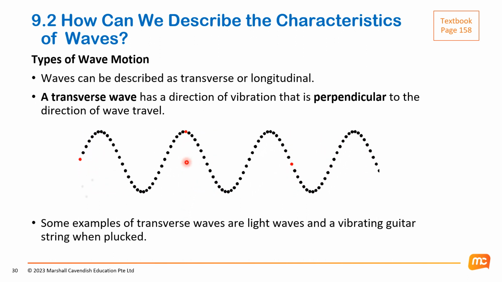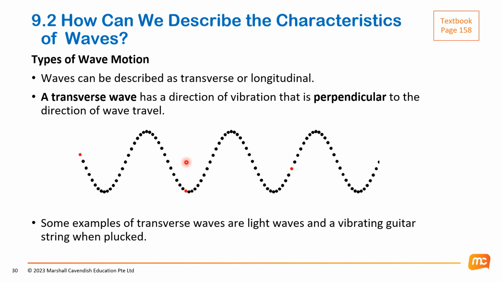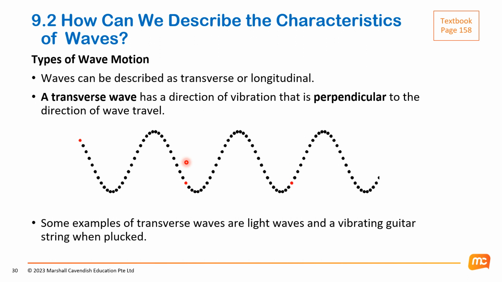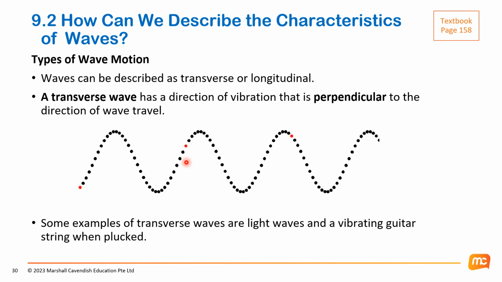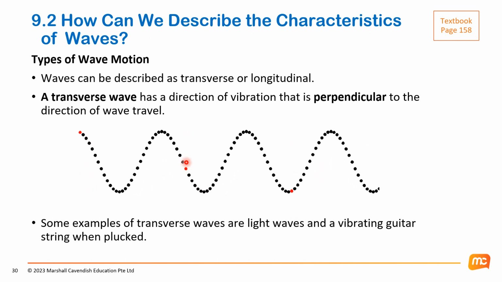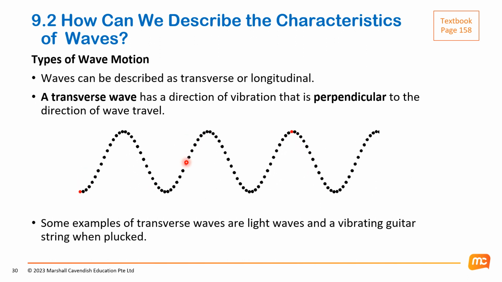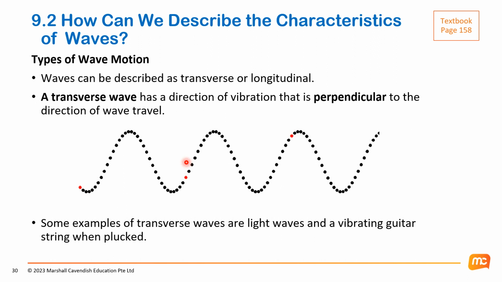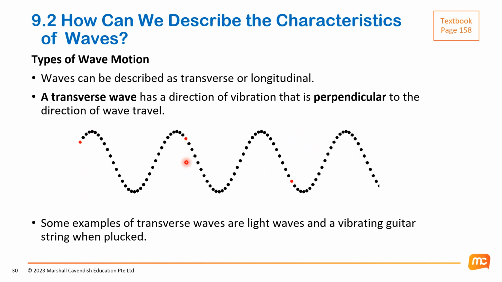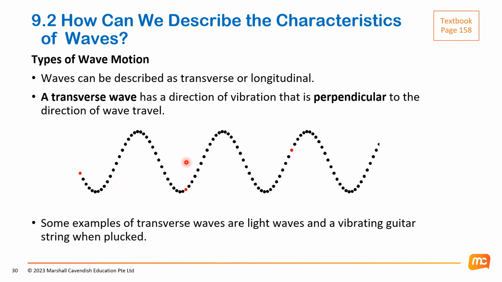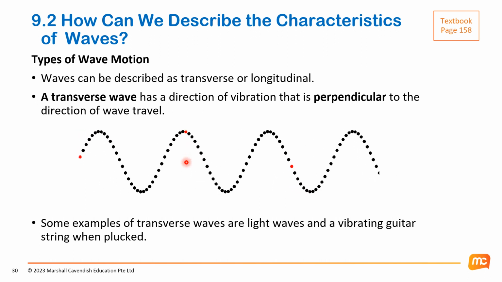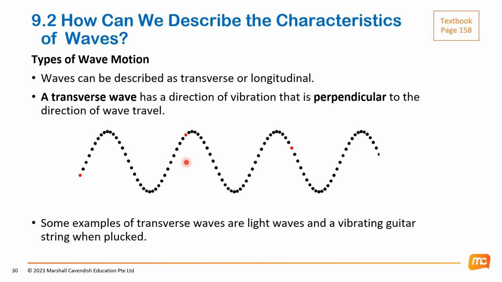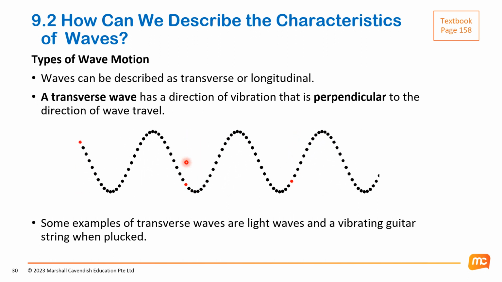I know it might look like a bit of an optical illusion, but if I put this laser pointer here and mark out where this red particle is, you can see very clearly that the motion of the particle is purely vertical. It is not oscillating in any other direction. It's not moving left or right. It is only oscillating vertically. However, the wave itself is moving from left to right. So the direction of vibration or oscillation is perpendicular to the direction of wave travel.